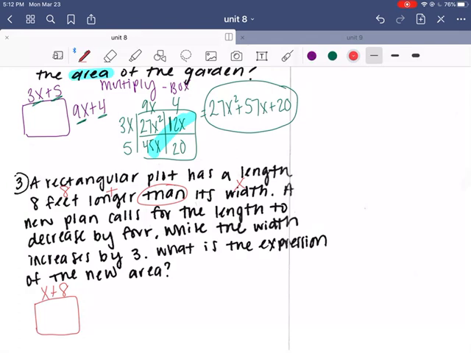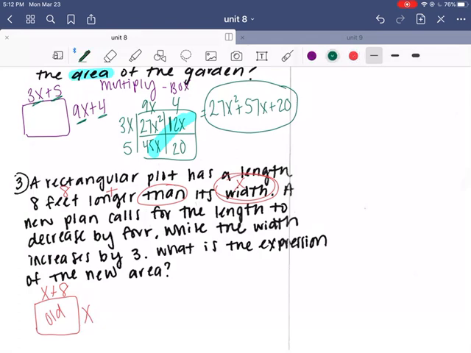And it doesn't say anything about the width, but I used X as the width, so that's what I'm going to call the width over here. That's just something you kind of need to know. If you're using a variable to represent the width in one part, you use that same variable to represent the width in the other part. Again, this is the old plan.